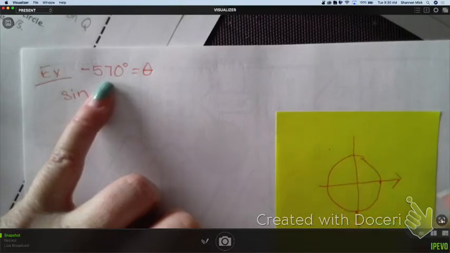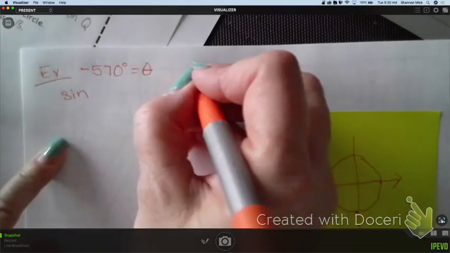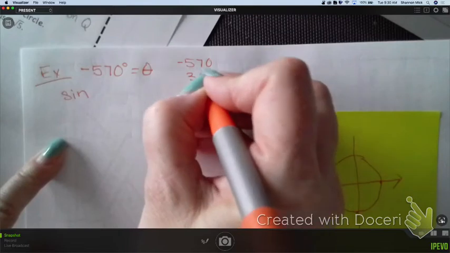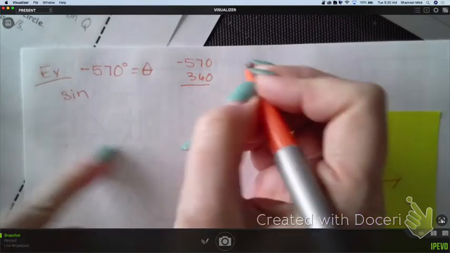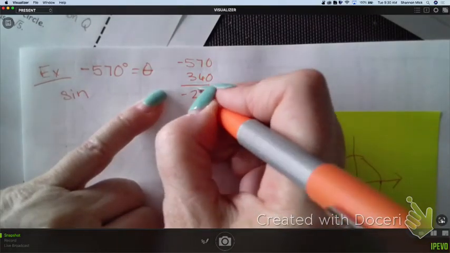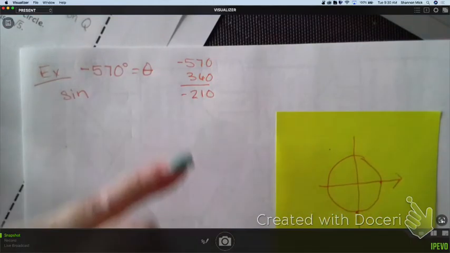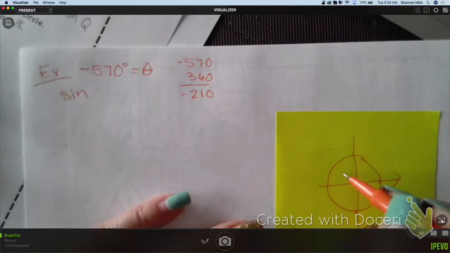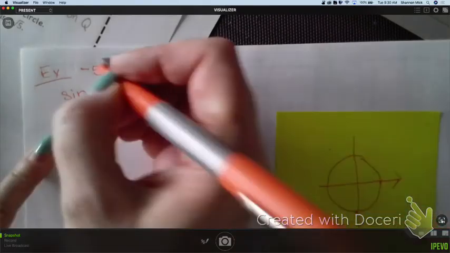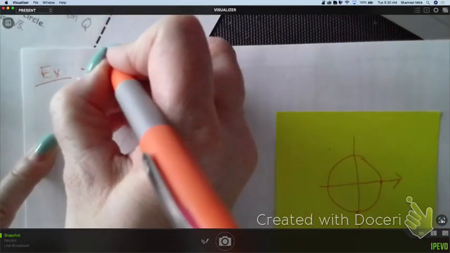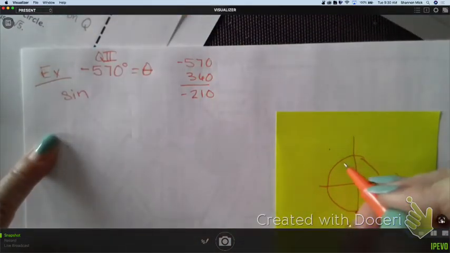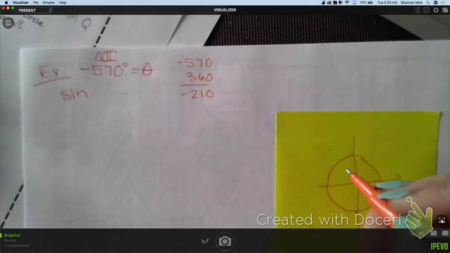Okay, so I'm going to take negative 570 and add 360 to it, right? 210. To unwind itself is negative 210. So negative 210 would leave me where? Right there. Okay, so we're here. And I sometimes will just write Q2. Why did I put Q2 there? Quadrant 2. Because it's going to tell me whether things are positive or negative, right?